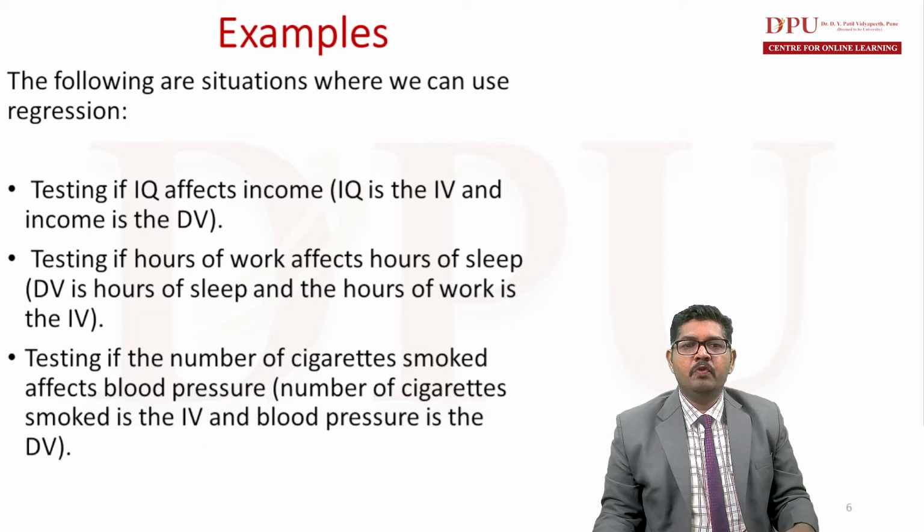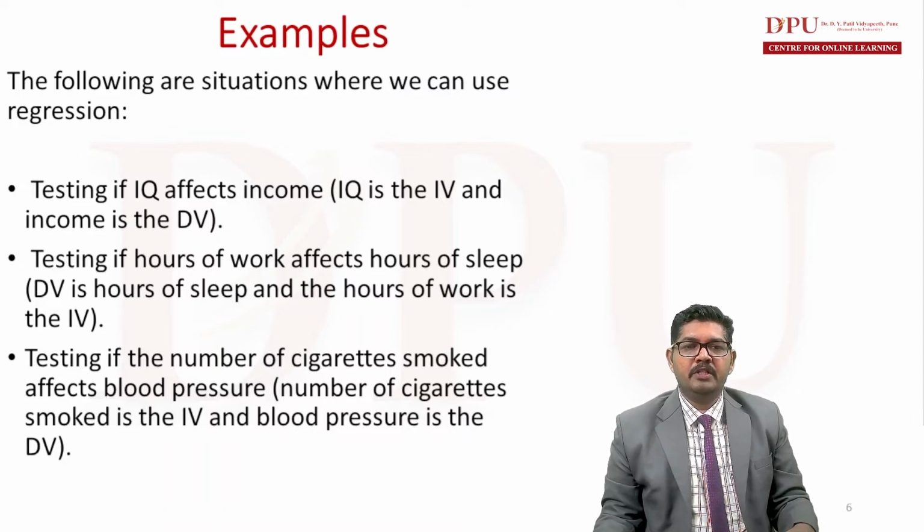Testing if hours of work affect hours of sleep. This can again be an interesting claim we would be interested to test. In this case, the dependent variable is hours of sleep and the independent variable is hours of work. Our hypothesis is that hours of work is affecting hours of sleep. So hours of sleep is dependent on hours of work. That is the subject of interest in this particular case.